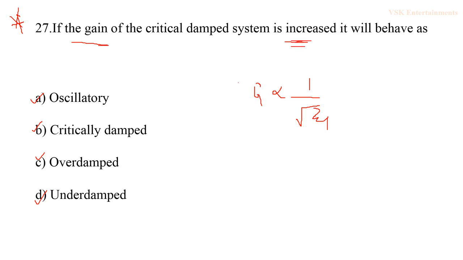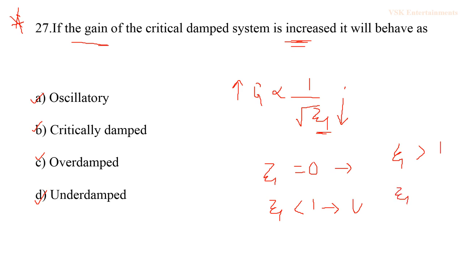That is, gain is going to increase. If gain is increased, the zeta value is going to decrease. Depending upon this zeta value, we define the system. If zeta is equal to 0, the system is called an undamped system. If zeta is less than 1, the system is called an underdamped system. If zeta is greater than 1, the system is called an overdamped system, and if zeta is equal to 1, that is a critically damped system.